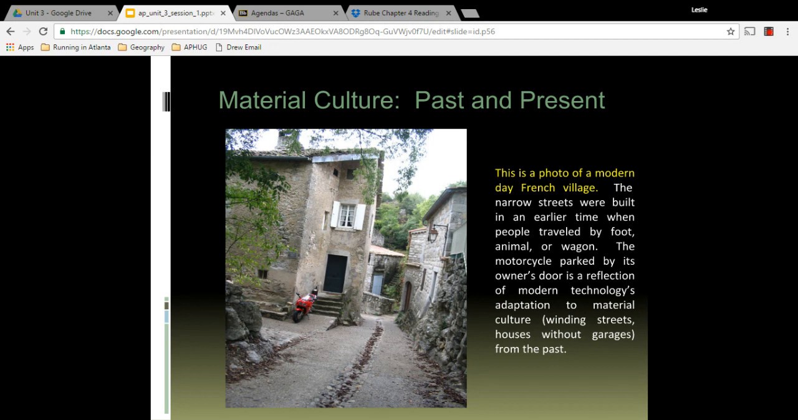All right, so this is a photo of a modern-day French village. The narrow streets were built in an earlier time when people traveled by foot, animal, or wagon. The motorcycle parked by its owner's door is a reflection of modern technology's adaptation to material culture. So you have a small motorcycle to help you better navigate winding streets, to sustain and live in a house that doesn't have a garage, and to deal with a small city that probably doesn't have a lot of on-street and off-street parking.